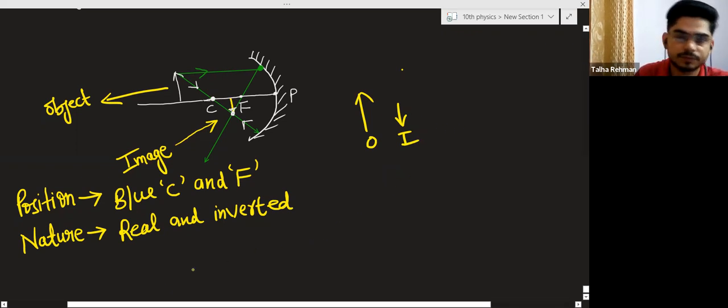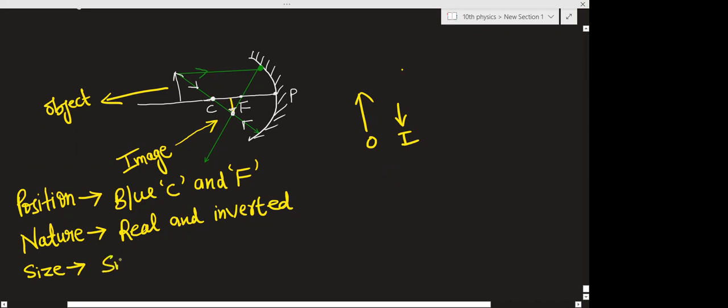Inverted image. And size, we can easily analyze this. Size is smaller than object. Yes, sir.